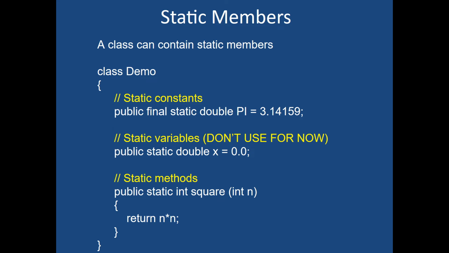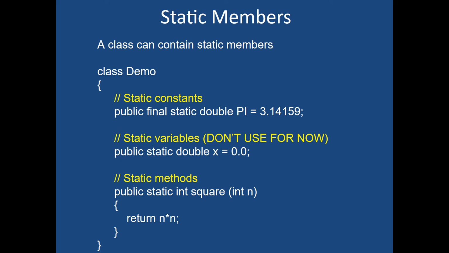So that's how you create a static constant. You say public final static double PI equals 3.14159. The key thing is the keyword final. What that means is you can't change the value of pi. If you try to assign a new value to pi, the compiler won't let you, because it's a constant. The convention in Java is to spell constants in all caps. That's why I have PI in all caps there.